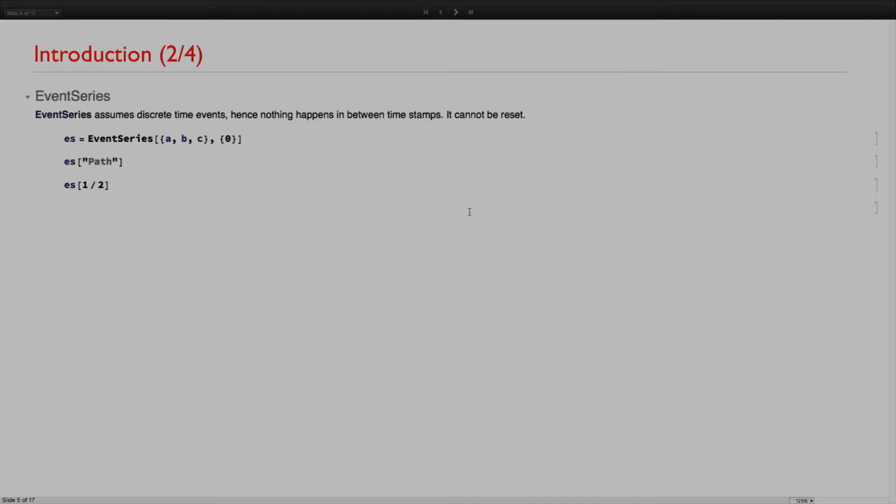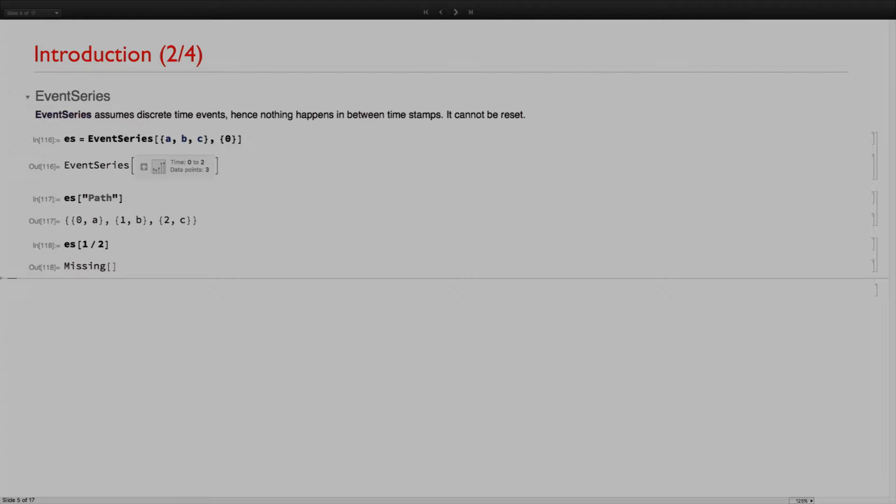Okay. Event series, it's much faster and cleaner case. Basically, we assume that we are having discrete time observations and nothing happens in between the timestamps. And this cannot be reset. So, if you want to have, for example, the observations of number of deaths, that's really not what we would like to interpolate between the timestamps. Morbid example, but if you ask for the value in between the timestamps, it's missing. And that's all we can do.